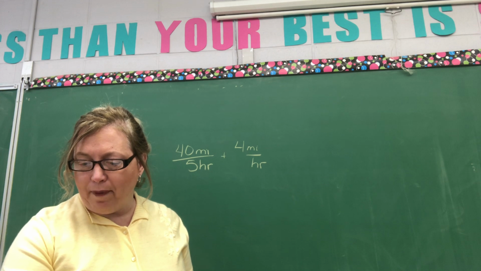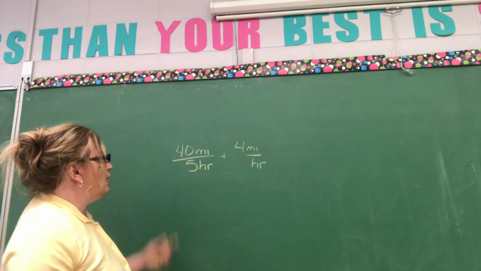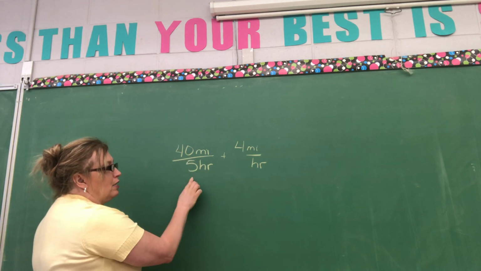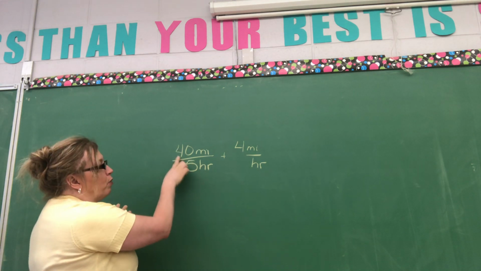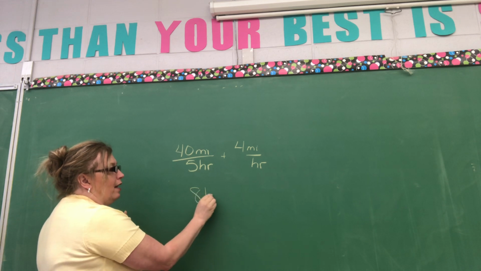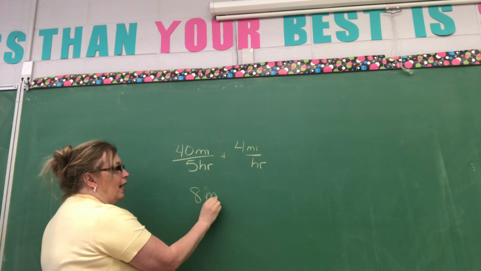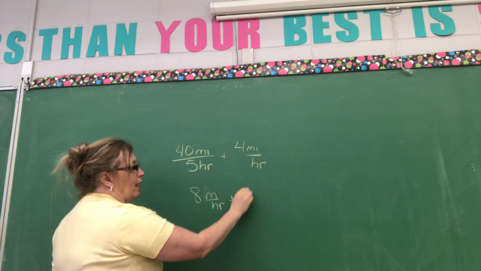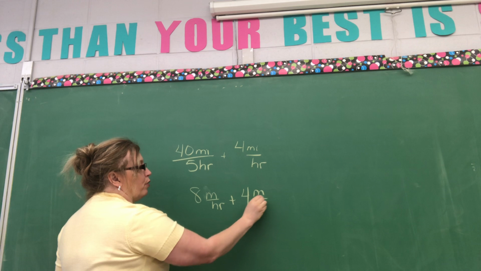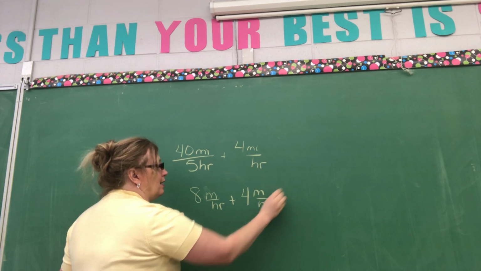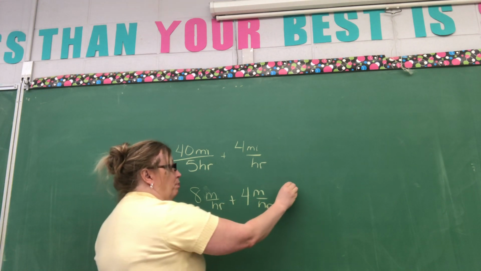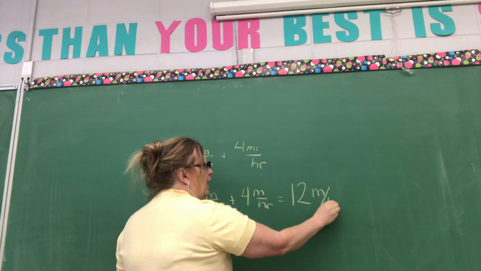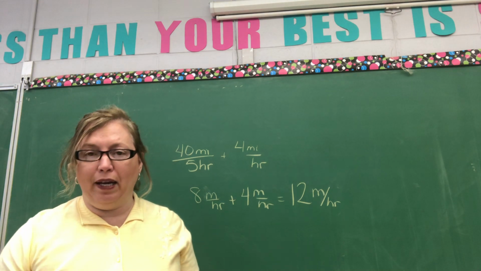Now we're going to have what? Well, we're going to have to solve this and find out how much he's going. How many miles per hour is he going? Well, 40 divided by 5 is 8. Oops, sorry about that. 8 miles per hour. We're going to add the 4 miles per hour. How fast is he going? Well, 8 plus 4 is 12 miles per hour. That is his new speed, okay?